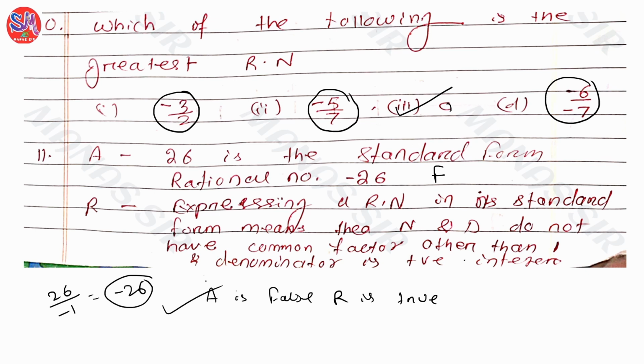Okay, now we can also check. Expressing the rational number in the standard form means the numerator and the denominator do not have a common factor. Yes, correct. Or HCF equal to 1. Other than 1, the denominator is positive. Yes, means R is true.